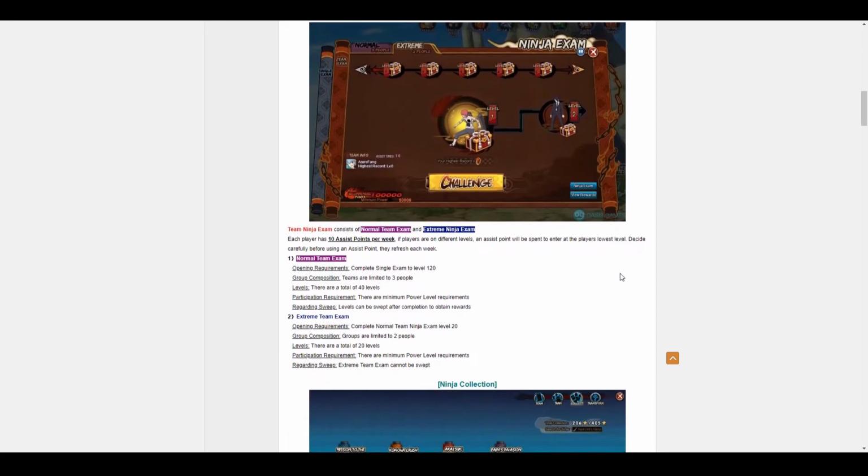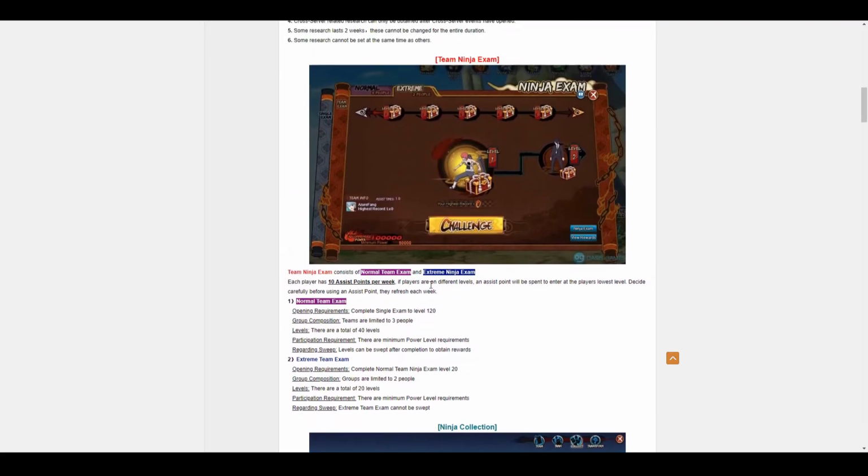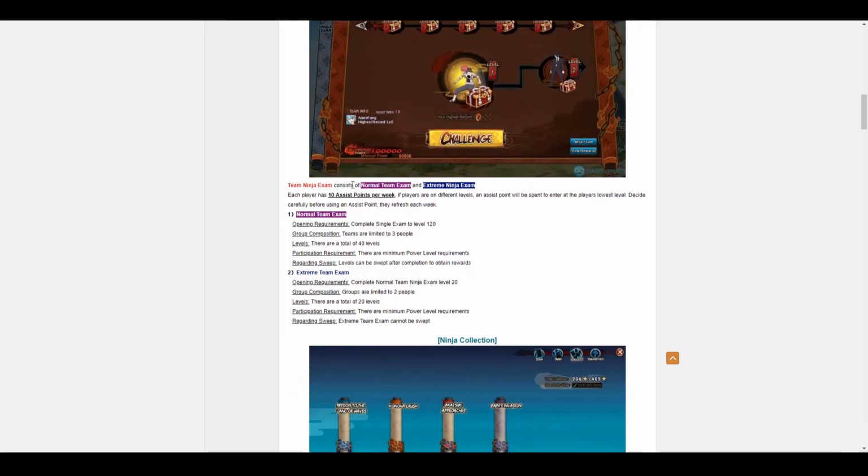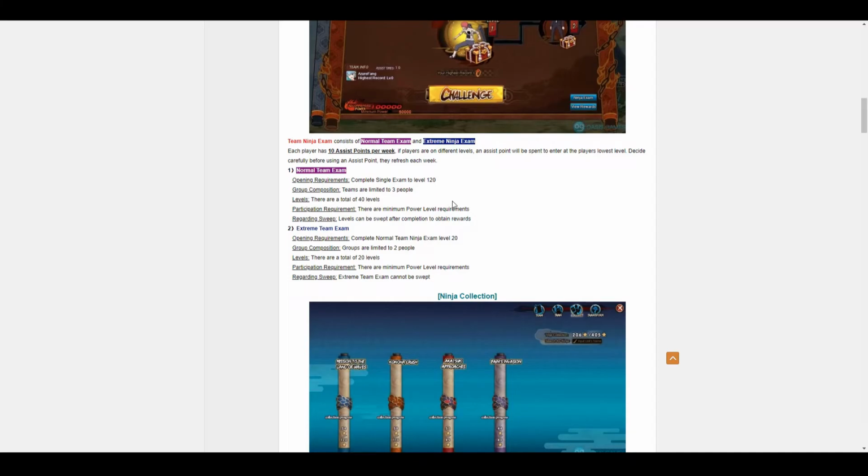I am super confused. Ooh, we have Team Ninja Exam. So, as explained before, you have the normal and the extreme ninja exam. Each player has 10 assist points per week, so you can assist up to 10 times. If players are on different levels, an assist point will be spent to enter at the player's lowest level. Decide carefully before using the assist. They refresh every week.